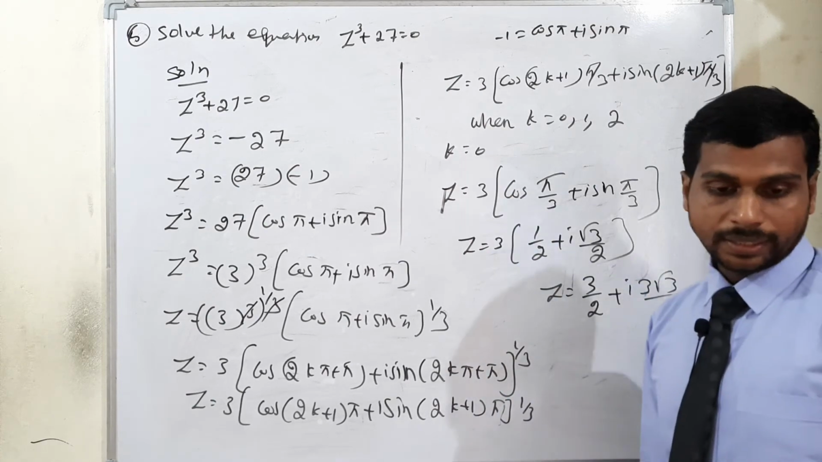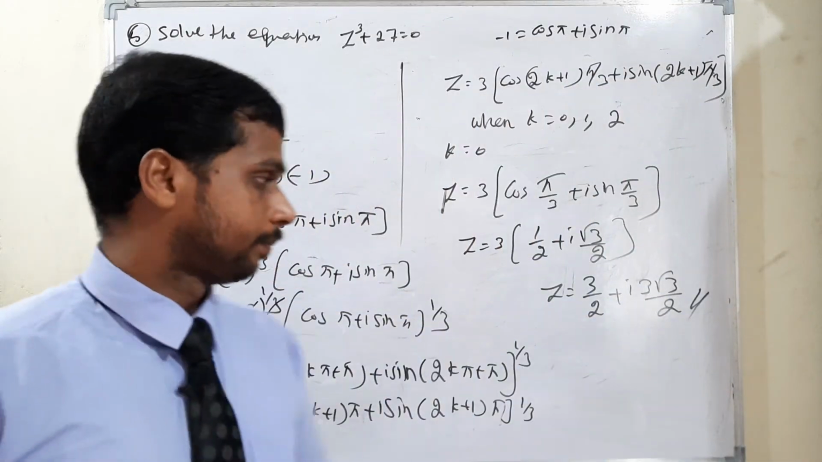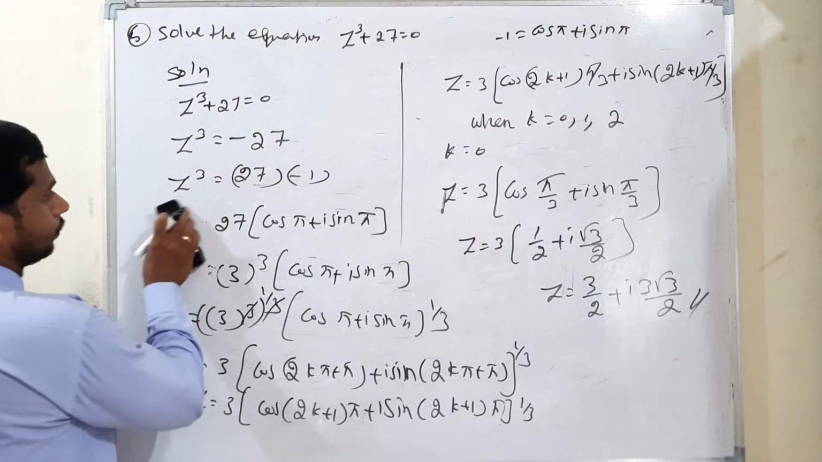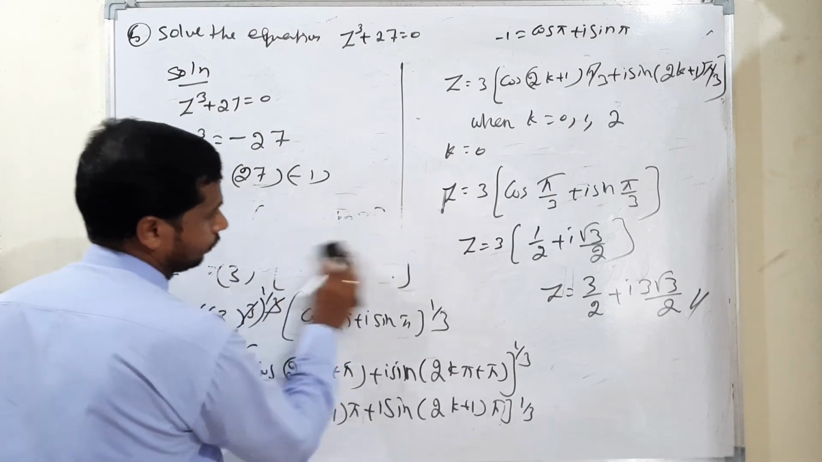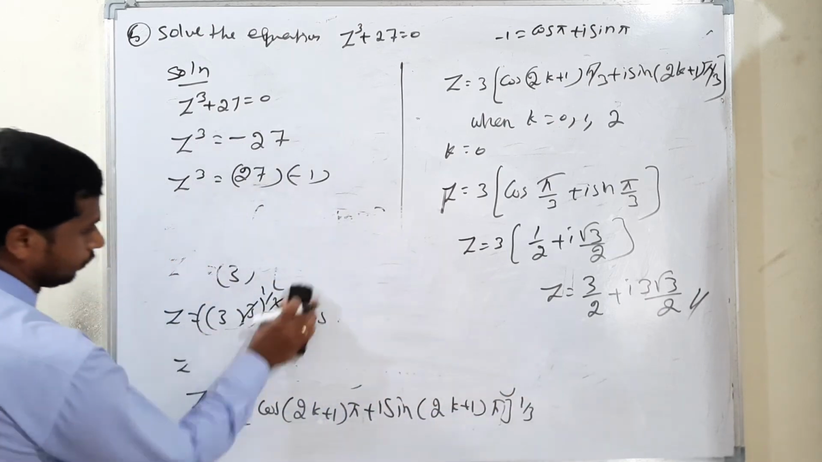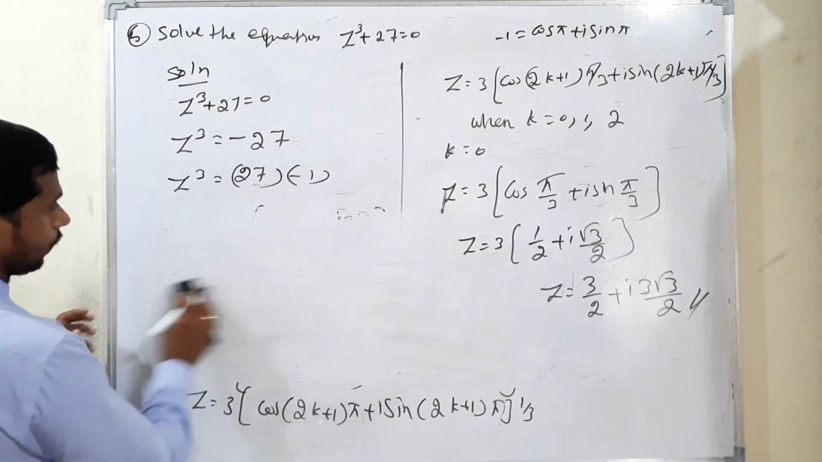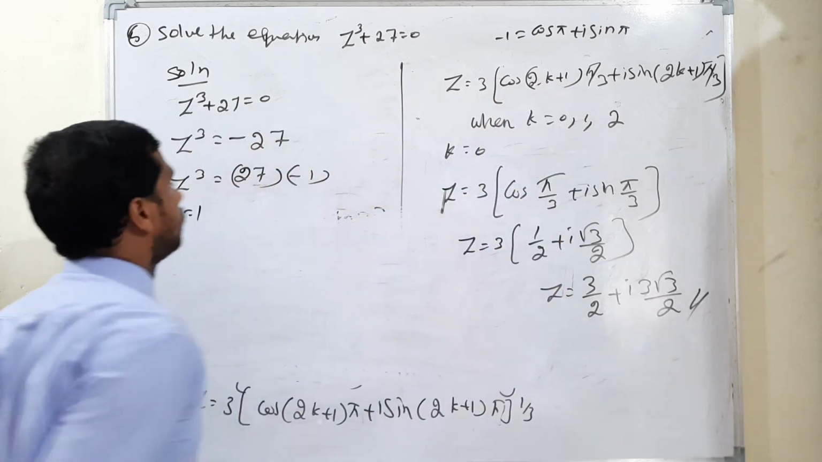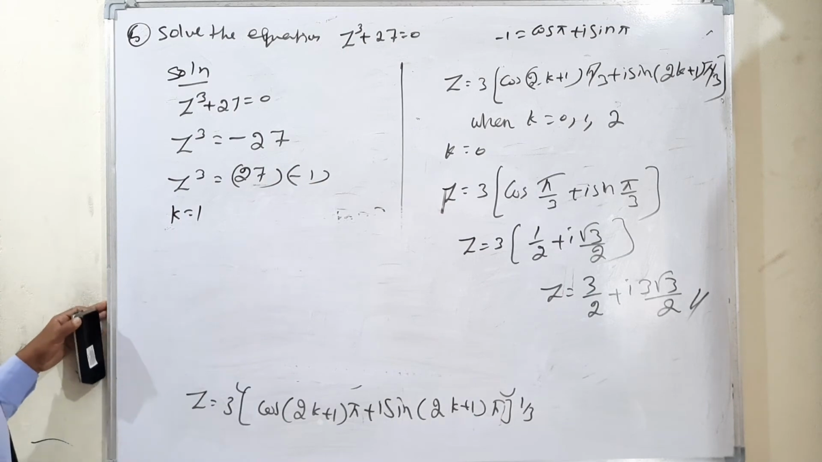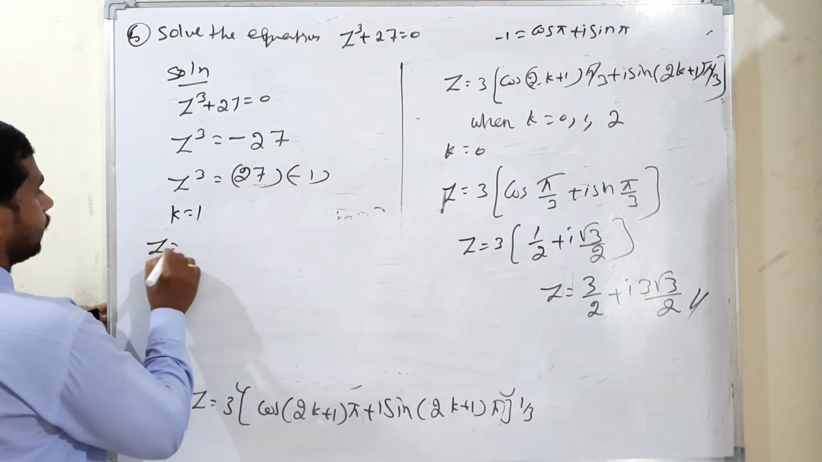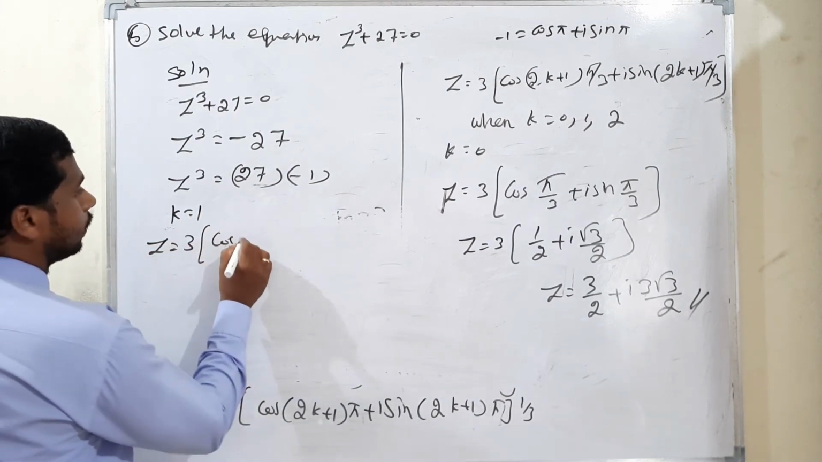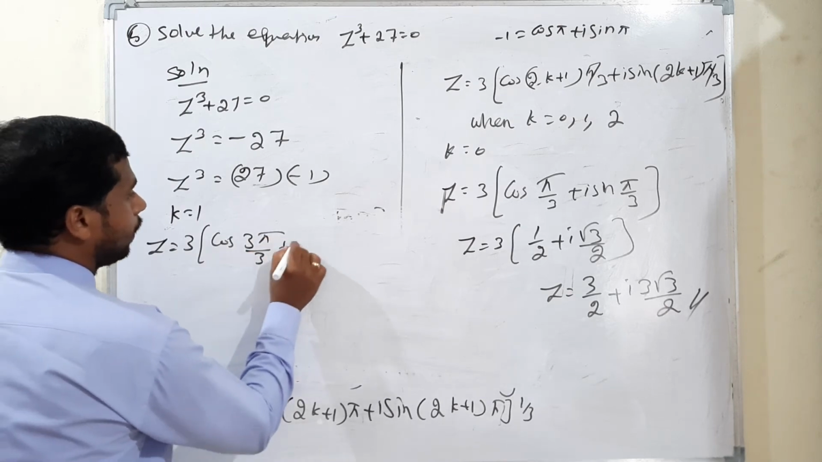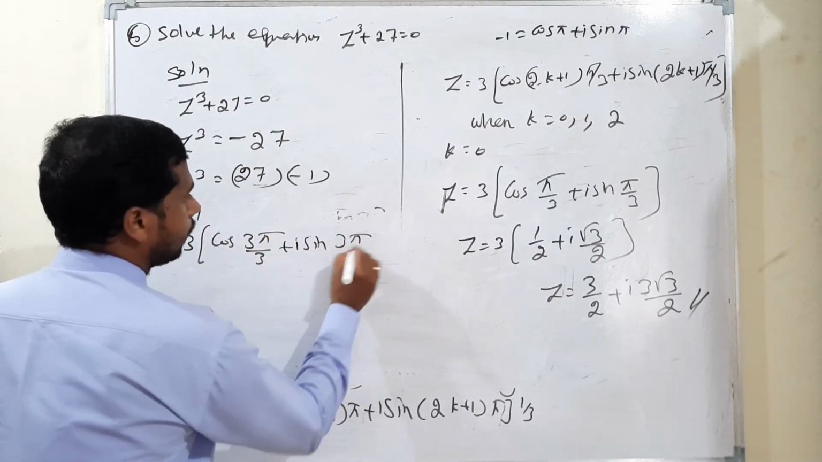Moving to when k is equal to 1, what will happen? So k is equal to 1, what will happen? 2 into 1 is 2. 2 plus 1 is equal to 3. 3 pi by 3, isn't it? So z is equal to 3 outside cos 3 pi by 3 plus i sin 3 pi by 3.